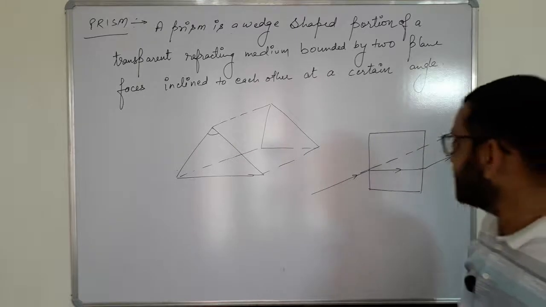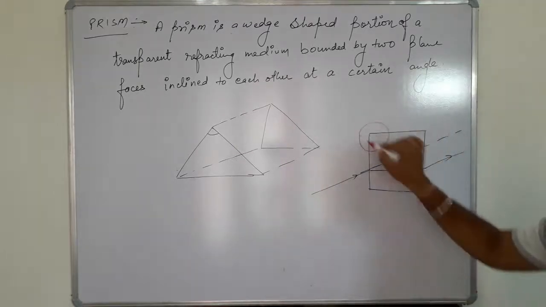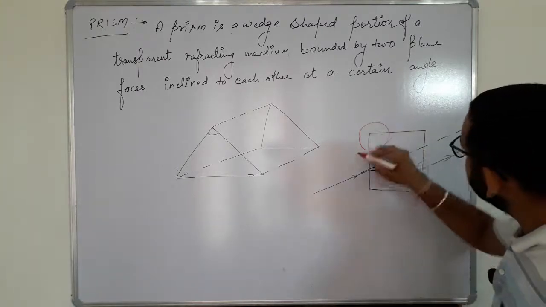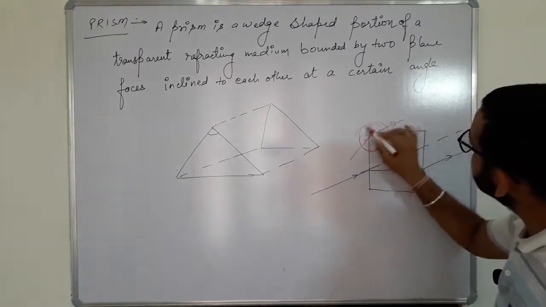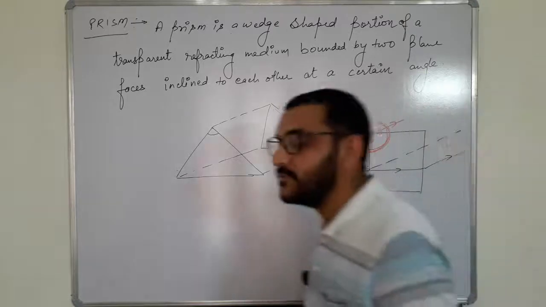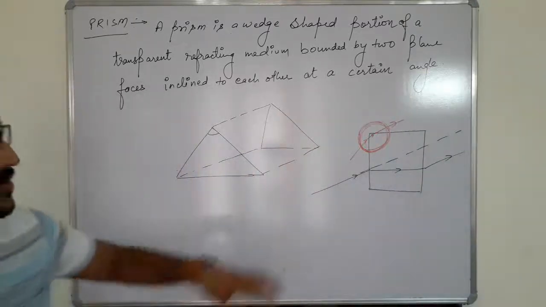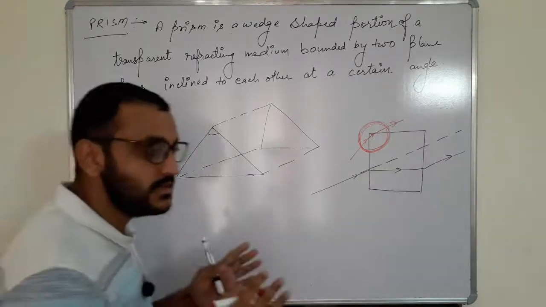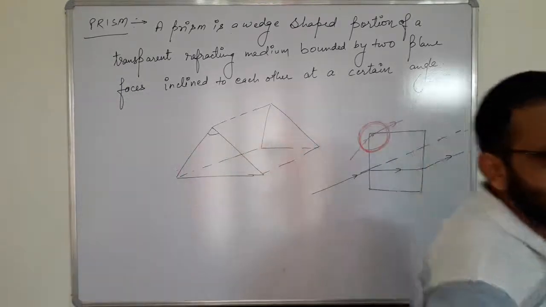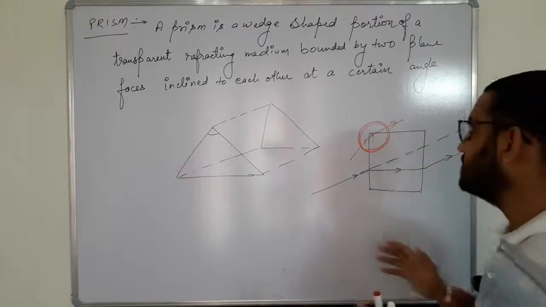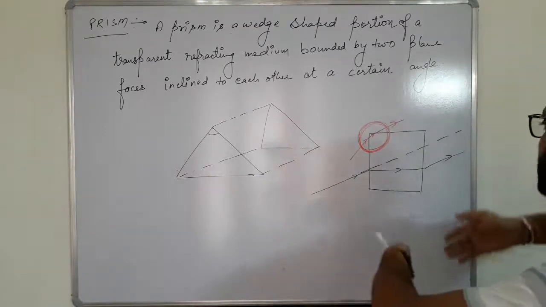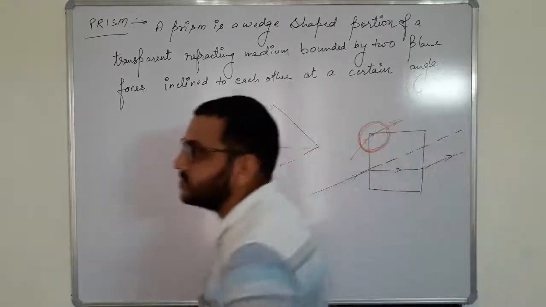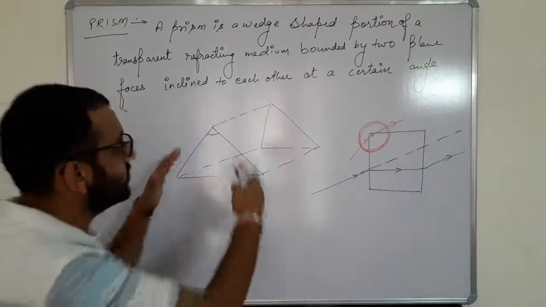If we consider the edge of this glass slab, if I make the ray enter from here like this, then this small part of the glass slab can act like a prism. So the basic difference between a glass slab and a prism is that in a glass slab the plane faces are parallel, and in a prism they are inclined at a particular angle.